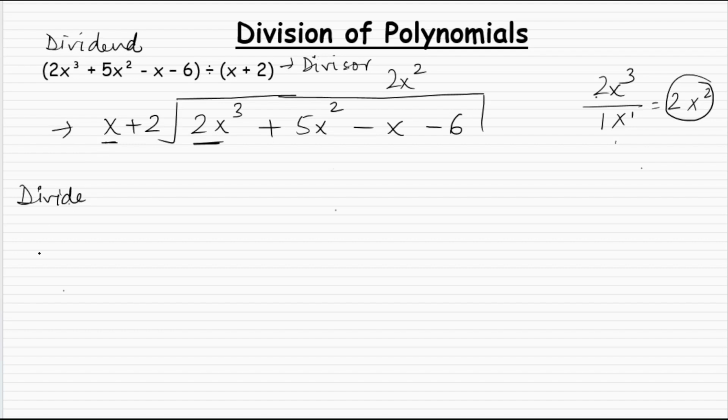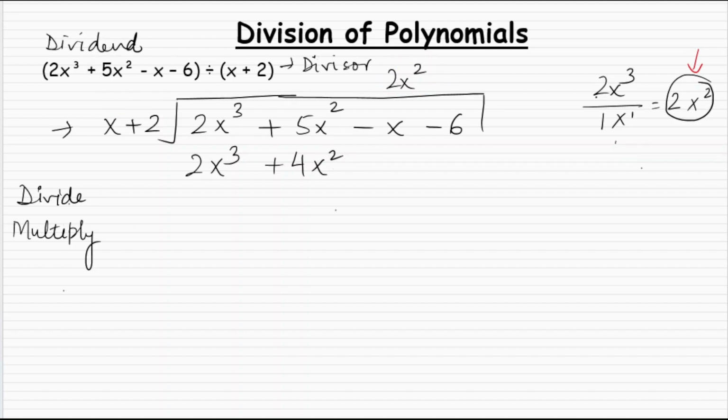My first step is done. My next step is to multiply. Now what is to be multiplied? Multiply the term which I just got, 2x square, with x and 2, the terms of the divisor. So let's multiply them. What is x multiplied by 2x square? It's 2x cube. And what is 2 multiplied with 2x square? It's 4x square. So our next step is also done.